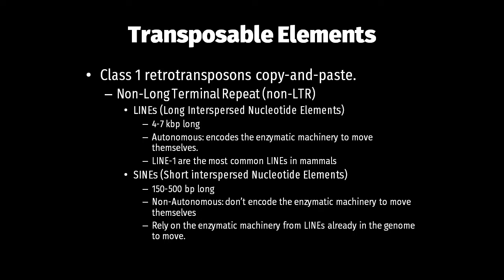SINEs are 150 to 500 base pairs long and are non-autonomous, meaning SINEs can't move themselves and must rely on the enzymatic machinery from LINEs already existing in the genome to mobilize. Both LINEs and SINEs can be identified by a repetitive tail and the lack of long terminal repeats. In fact, all transposons can be identified by various forms of repetitive sequences.